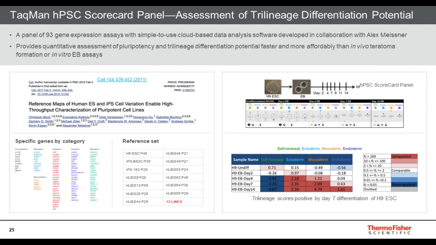This was developed with Alex Meissner of Harvard, and it's composed of 93 genes with cloud-based software. It's a published method that has good adoption, and we have generated it using our CTS workflow. Once we generated the clones in the CTS workflow, we analyzed the clones with the Scorecard assay. I'm going to show you that on the next page. But here you can see the publication and the specific genes by category, as well as the reference set for what it was compared against.